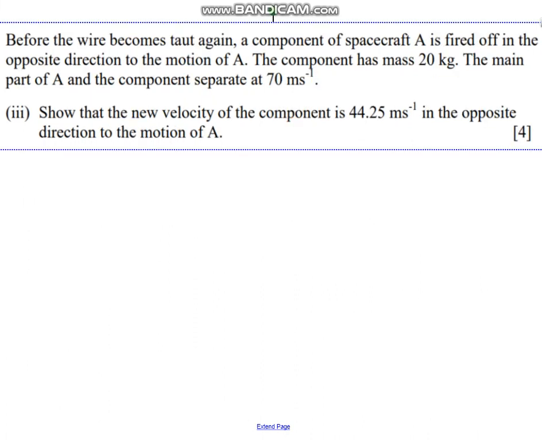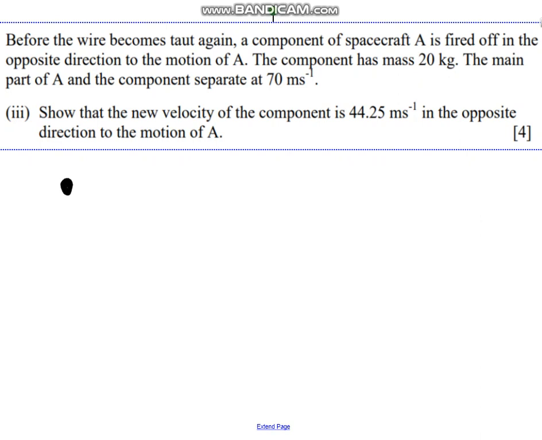Alright, part 3. So now, before the wire comes taut again, a component of spacecraft A is fired off in the opposite direction of motion. The component has mass 20 kilograms, and the component separates from the main part of A at 70 meters per second. So show that the new velocity is this, and it's in the opposite direction of motion.